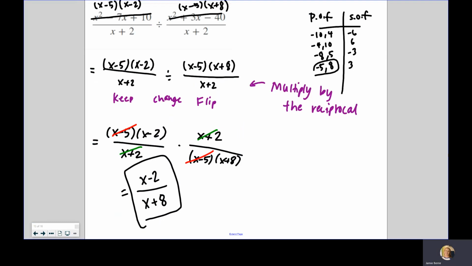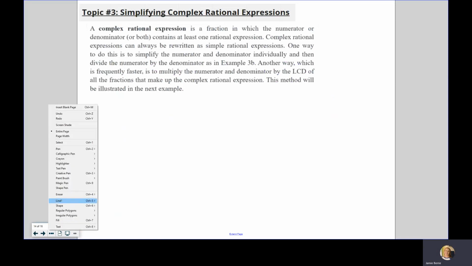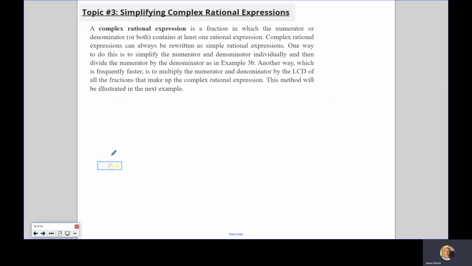All right, so that's everything from operations with rational expressions. The last topic I need to cover is called simplifying complex rational expressions. And I'll just highlight here what the definition of a complex fraction or a complex rational expression is. It's just a fraction where the numerator or the denominator or both contains a fraction. Okay, so sometimes you might have a fraction over a fraction.